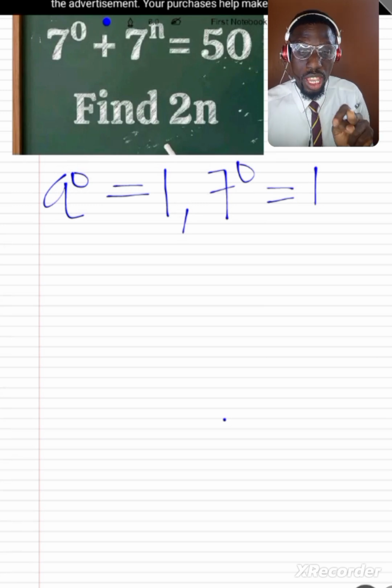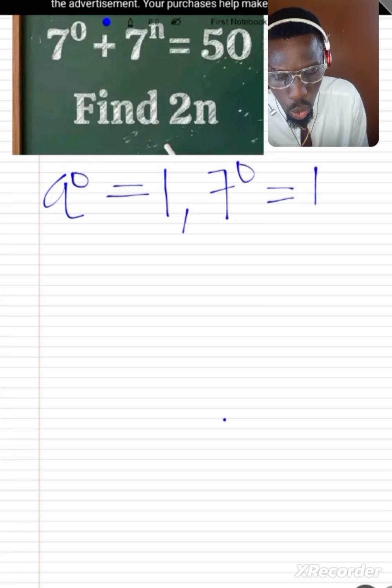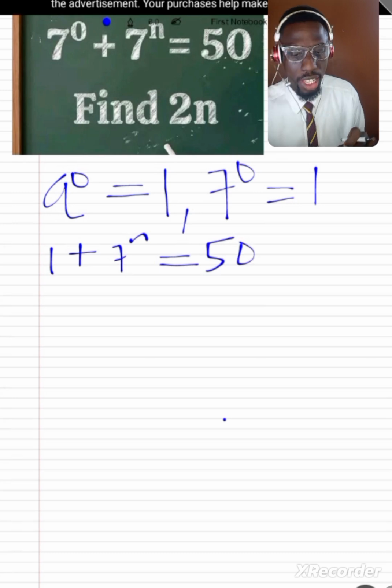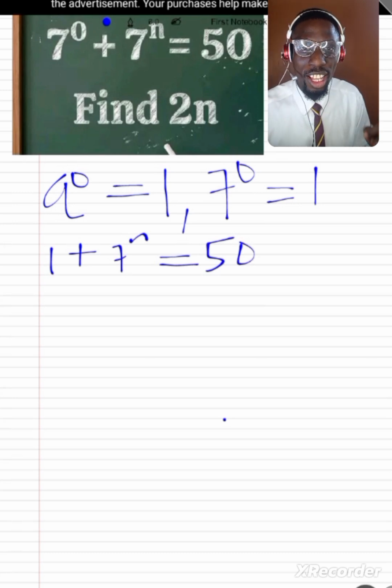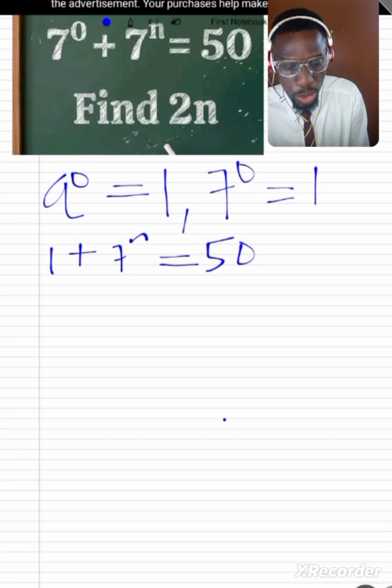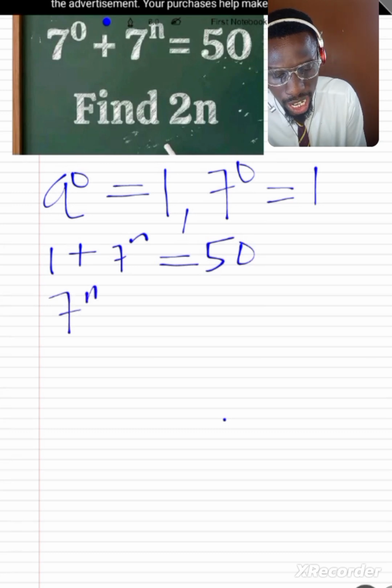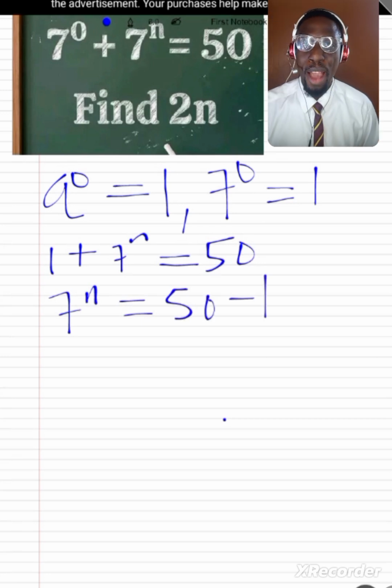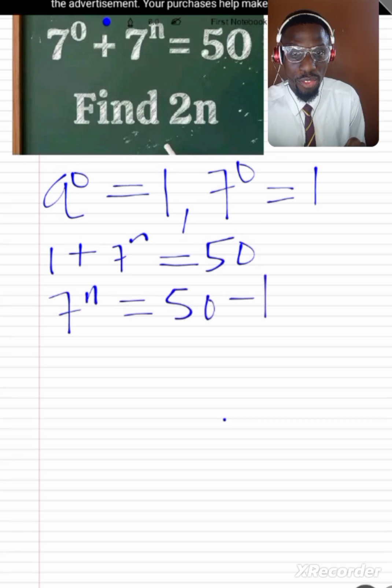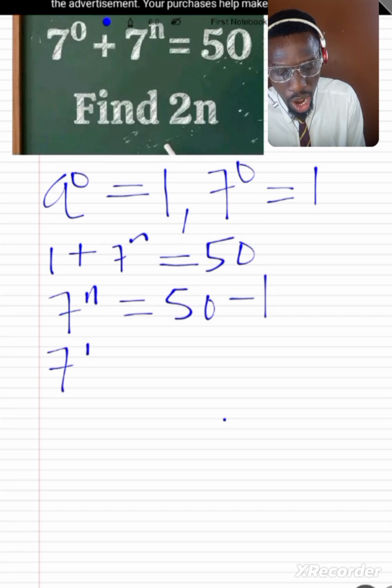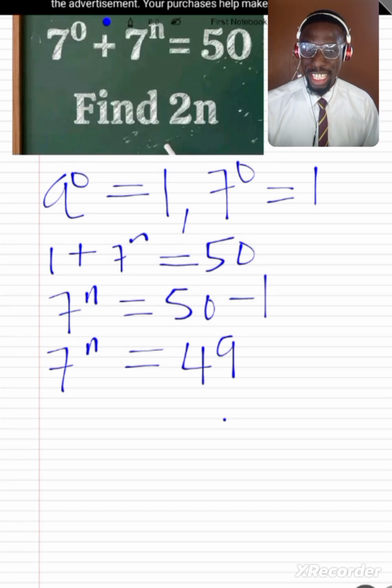With this being known, we rewrite the equation as 1 plus 7 to the power of n equals 50. We have like terms here, so we pick like terms: 1 and 50. So 7 to the power of n equals 50 minus 1. And 50 take away 1 gives us 49. So 7 to the power of n is equal to 49. Wonderful, this is looking good already.